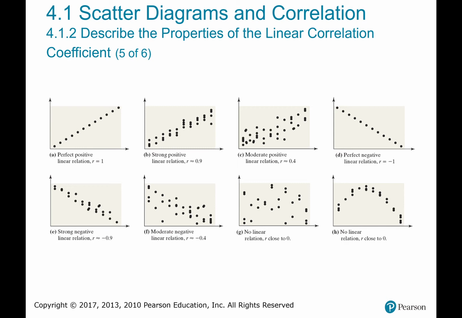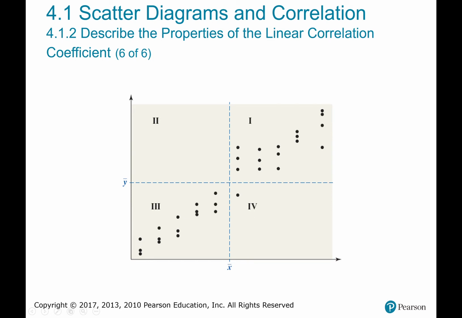Nonlinear, linear, moderate, negative, and things like that. Okay. This one, what would you think? Well, it's sort of going up left to right. I would probably say moderate positive or strong positive. It's one of the two probably.